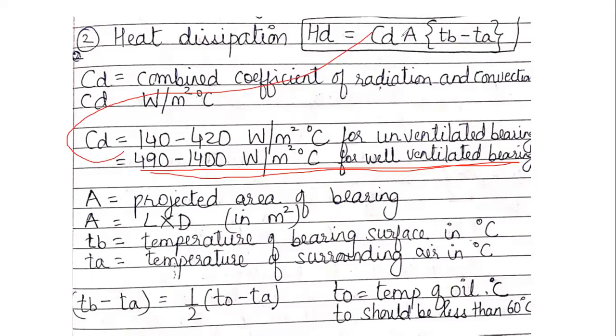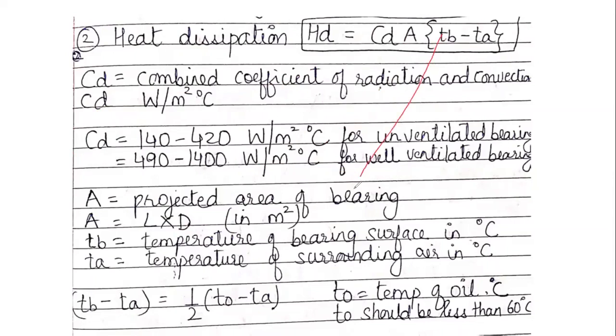What about A, the projected area of the bearing? You know the area of the bearing is the length of the bearing into the journal diameter. Both units will be in meters, so meter into meter, the unit is going to be meter square. Here you are not going to take the unit in mm, the value will be in meters. So meter square, that is the projected area of the bearing.